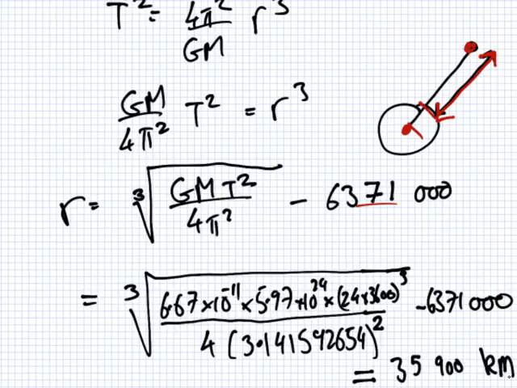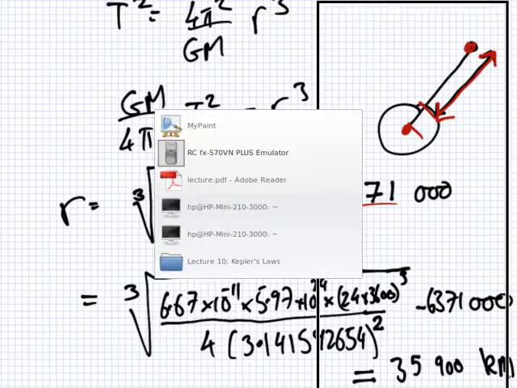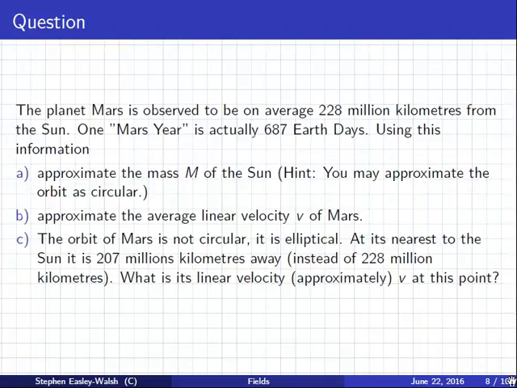Okay, next one. So, next example, one more to do. The planet Mars is observed to be on average 228 million kilometers from the Sun. One Mars year is actually 687 Earth days. Using this information, calculate the mass of the Sun. Hint, you may assume it's a circular orbit.